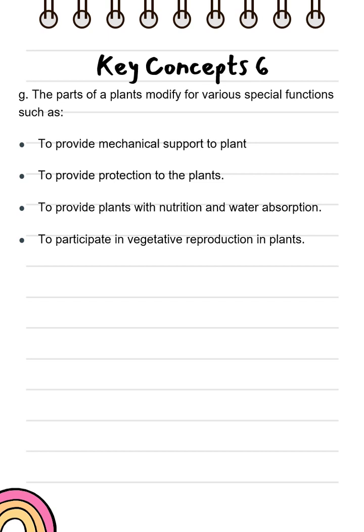The parts of a plant modify for various special functions, such as to provide mechanical support to plants, to provide protection to the plants, to provide plants with nutrition and water absorption, and to participate in vegetative reproduction in plants.